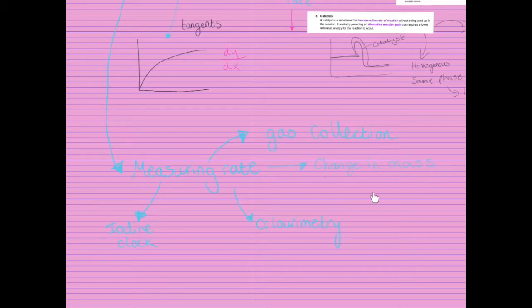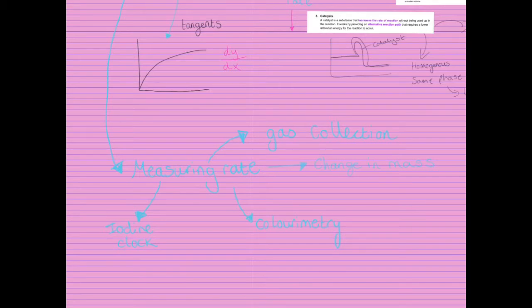Change in mass, again, when reactions happen, there might be a new product which is a gas, which means the mass will get lower, or you're forming a solid or a precipitate, which means the mass will get higher. So again, just placing on a mass balance, we can measure the mass. Okay, colorimetry is looking at the color change. Obviously you can do it with your eyes, but colorimetry is far more accurate.